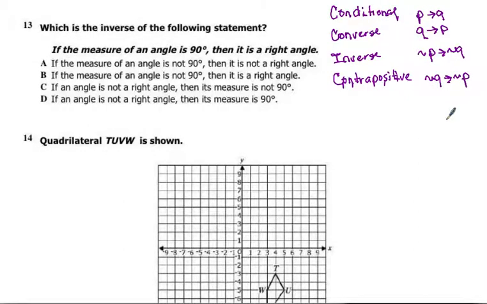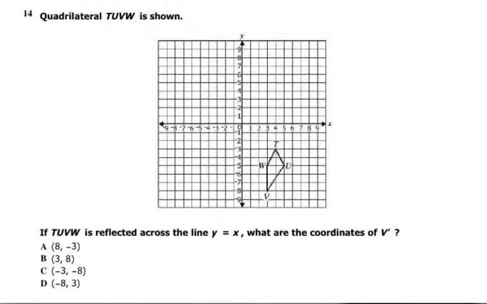So we want the inverse, so we're just going to do not P, then not Q. If the measure of an angle is 90, so we want not P: if the measure of an angle is not 90. So we can automatically get rid of C and D. If the measure of an angle is not 90, then it is not a right angle. There's our two nots. So A is our answer. Good job.